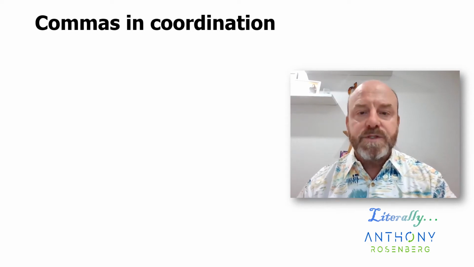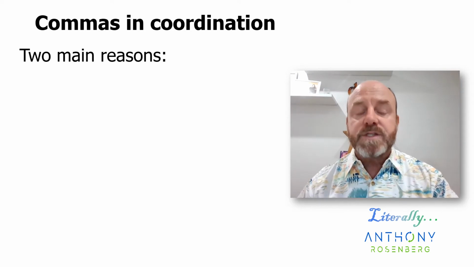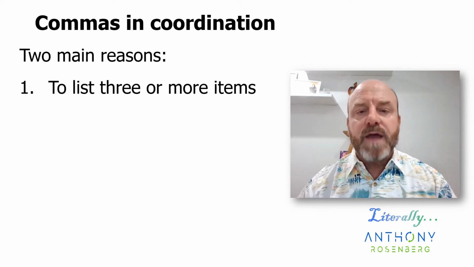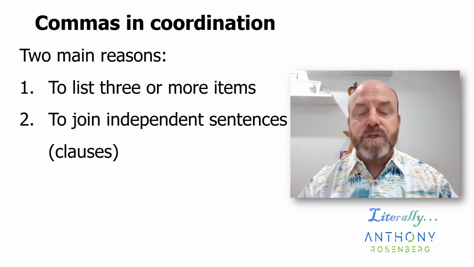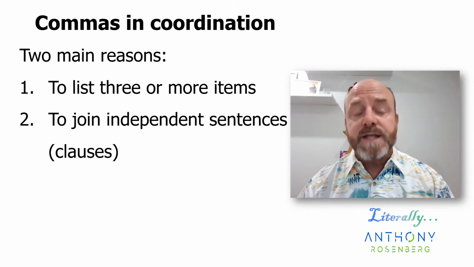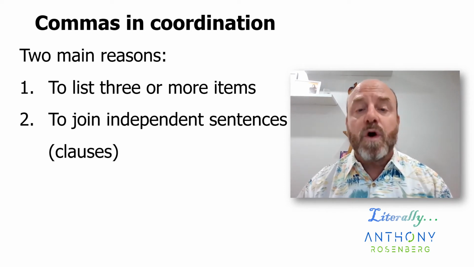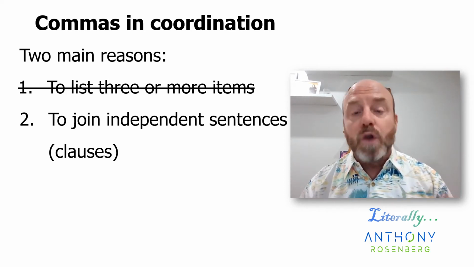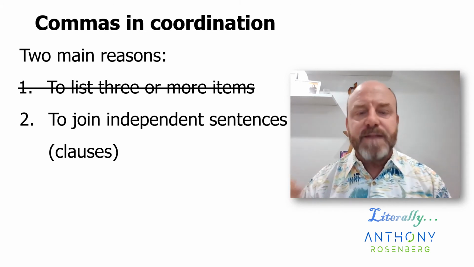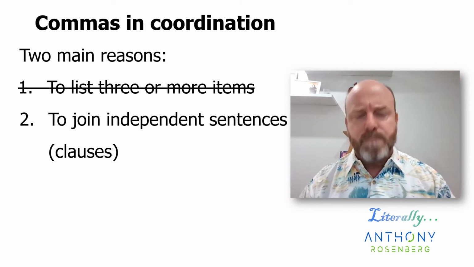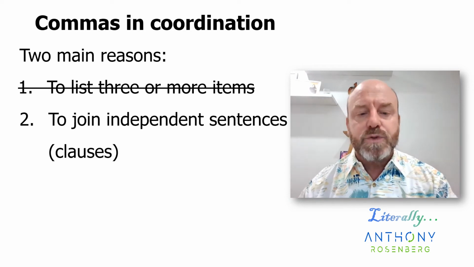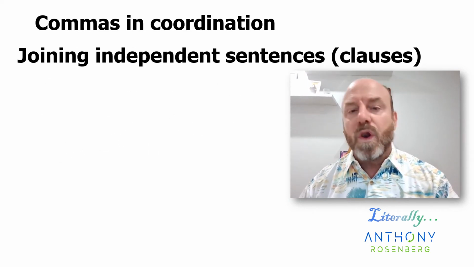All right, let's see how we coordinate our commas or use the commas in coordination. There are two main reasons. One is to list 3 or more items, and the other is to join independent clauses or sentences, which is our focus of today. If you want to know more about listing items and how you use the commas to list them, go back to post 1 on commas on the blog, because we're not looking at that today. We've already done that in post 1. So this is post 2, and we're moving on. Looking at how we join independent sentences or clauses.